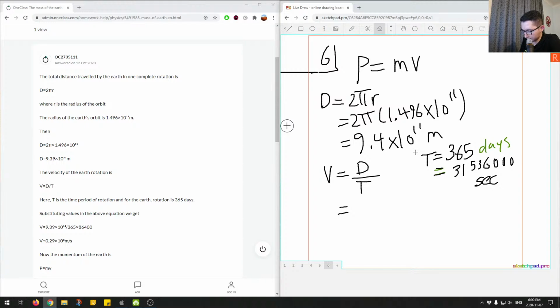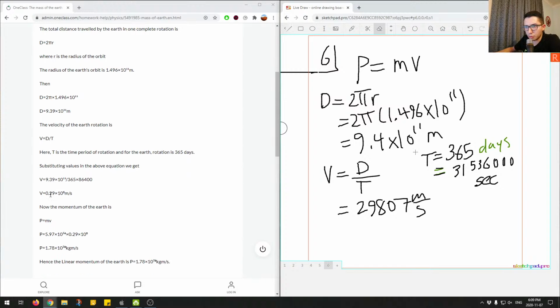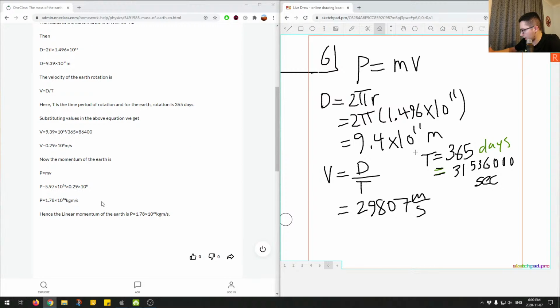9.4 times 10 to the 11 divided by 31,536,000. We end up with 29,807. This is meters per second. So they end up with, yeah, 0.29 times 10 to the 5, which is the same thing as this. And now we want to use this equation to get to the answer.